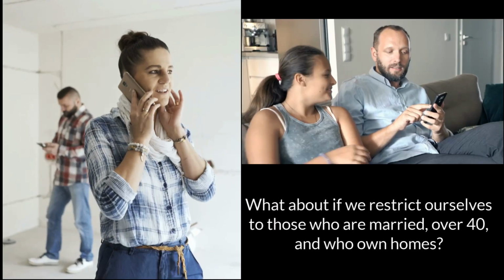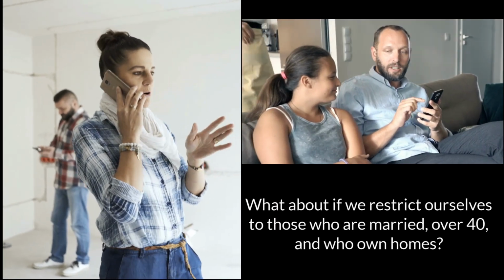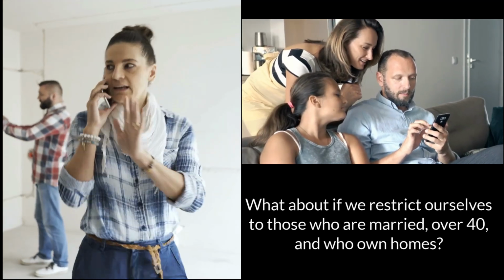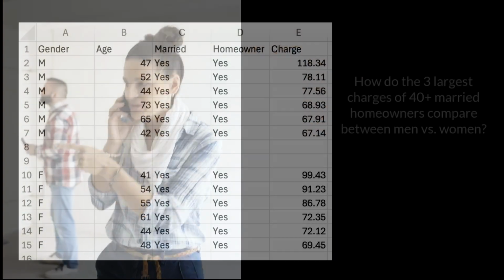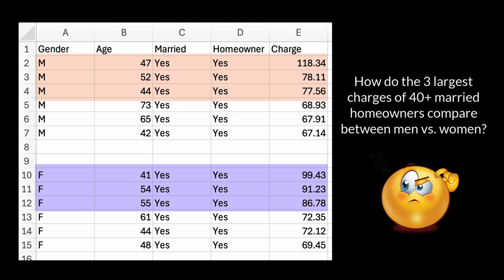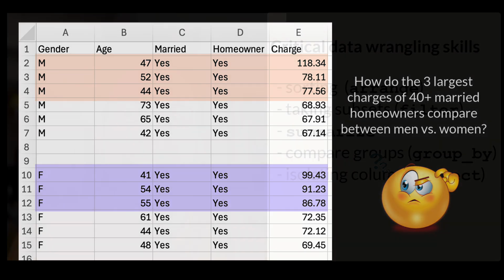Or maybe you want to get more specific and only compare men and women who are married, over the age of 40, and who own a house. Or maybe we want to know how the three largest total charges in each of these groups stack up with each other. So to accomplish such an analysis, we need to become masters at data wrangling.